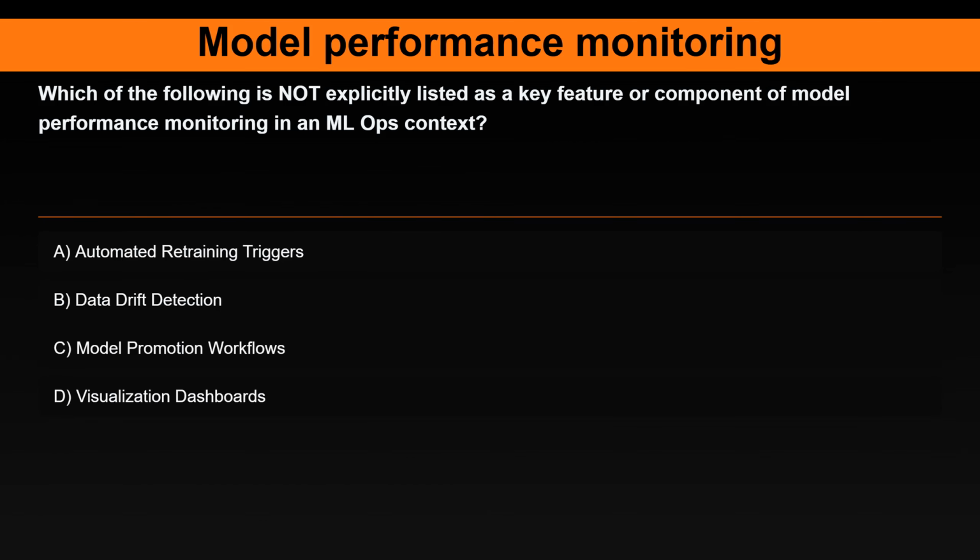Question 20. Which of the following is not explicitly listed as a key feature or component of model performance monitoring in an MLOps context? Option A, automated retraining triggers. Option B, data drift detection. Option C, model promotion workflows. Option D, visualization dashboards.